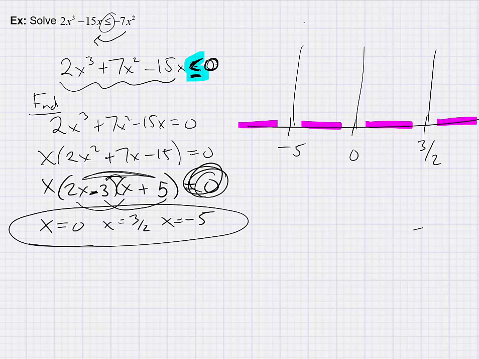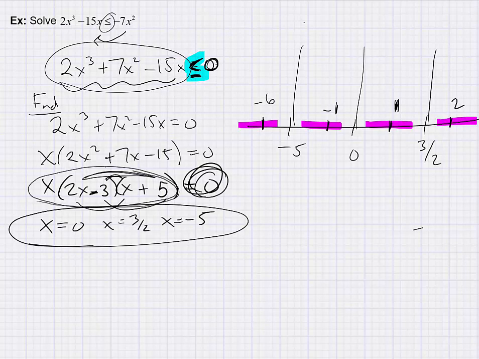So I'm going to pick a number from each one of those intervals. So if this is negative 5, let's say negative 6. 0, so let's go negative 1, 3 halves, I'll say positive 1, and then 2. So I pick numbers from each one of these intervals. I'm going to take those numbers and plug them into this expression. Whether I plug them into this expression or the factored form doesn't really matter, but I like plugging things into the factored form, and I'm going to see what kind of answer I get. So let's say x is negative 6.